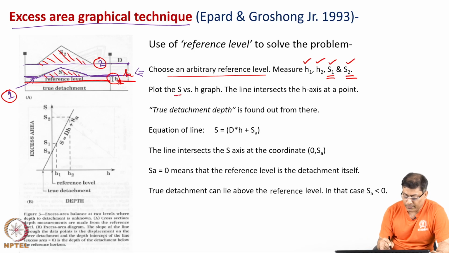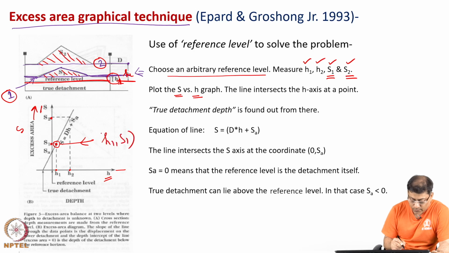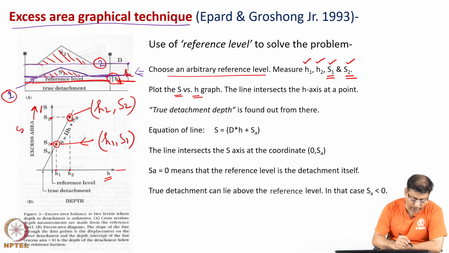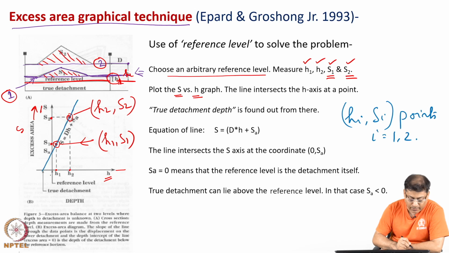Now, plot capital S versus H graph. This is the excess area graph where H is plotted along the x axis and excess area S is plotted along the y axis. H1, H2, S1, S2 have been obtained. So, this is H1 distance, this is H2 distance, this is S1 distance plotted and this is S2. So, we obtain 2 points with coordinates H1, S1 and H2, S2. Next, draw a line passing through the H1, S1 and H2, S2 points. This line need not pass through the 0 origin.